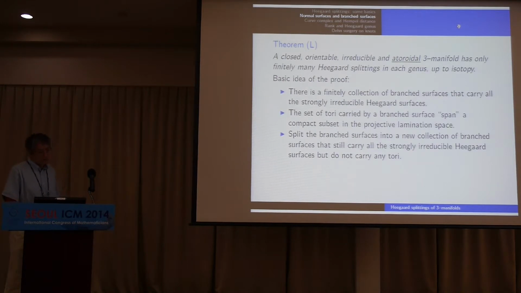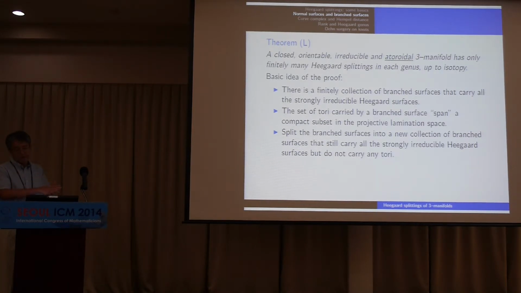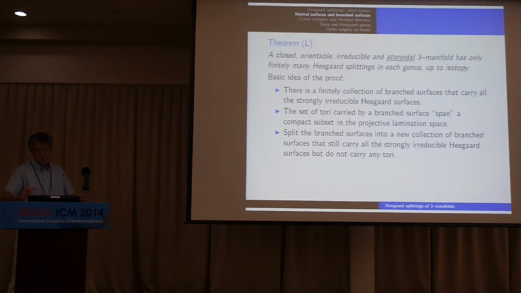So let me say roughly the idea of the proof. Because the strongly reducible Heegaard splitting surfaces can be isotoped to normal surfaces, you can use a finite number of branch surfaces to describe your strongly reducible Heegaard splittings. Now the key technical thing in this proof is to study all the tori carried by your branch surfaces. We know the manifold is atoroidal, but it's still possible that the branch surface carries some tori.